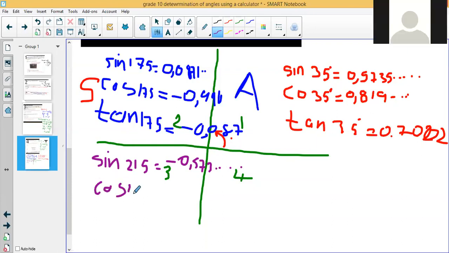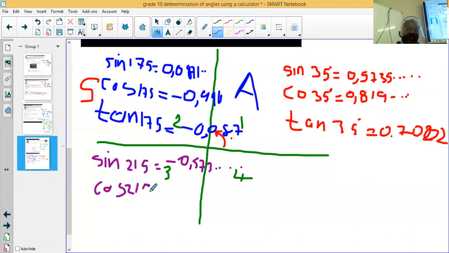Cosine 215. Don't ask if this one is a 2, is a 2. Because this mouse is misbehaving here.